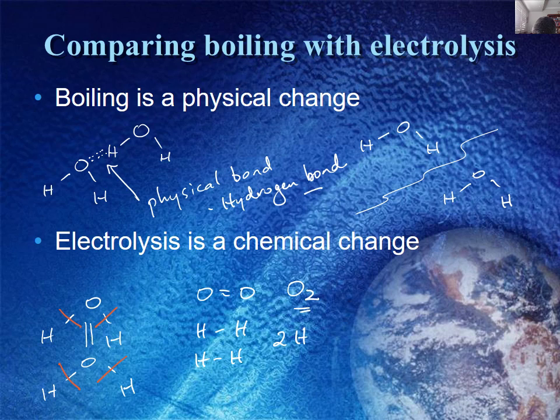So two H2 groups. So you can see here we have a hydrogen-hydrogen bond. Here we have a double bond between two oxygens. And over here we have four bonds, which are all hydrogen-oxygen bonds. These bonds actually are breaking, and we have new chemical bonds forming. That shows you the difference between a physical change and a chemical change.